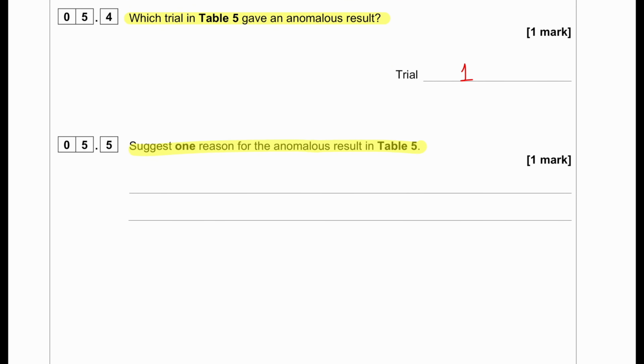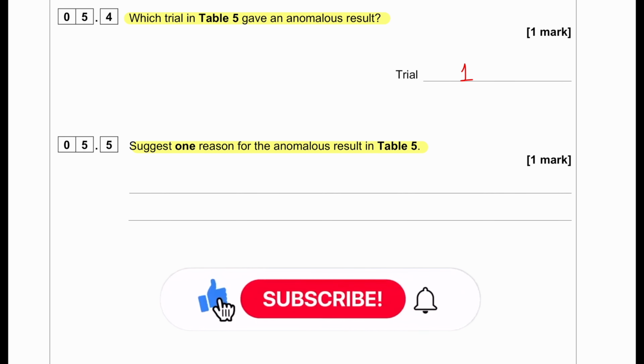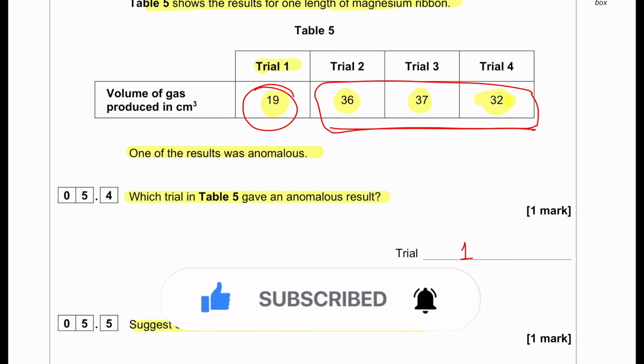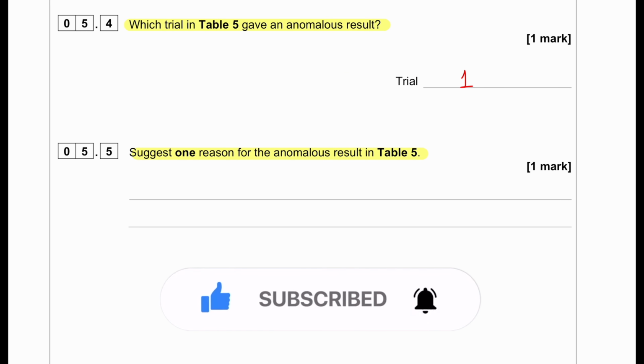Suggest one reason for the anomalous result in table 5. Probably the student was unable to close, because the volume of gas is less. So probably the student was unable to close the stopper, and so the answer should be written: some gas escaped before the stopper was put in.